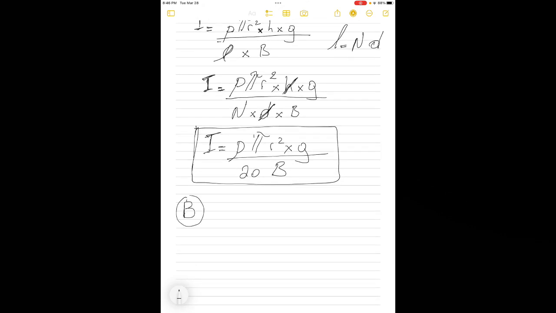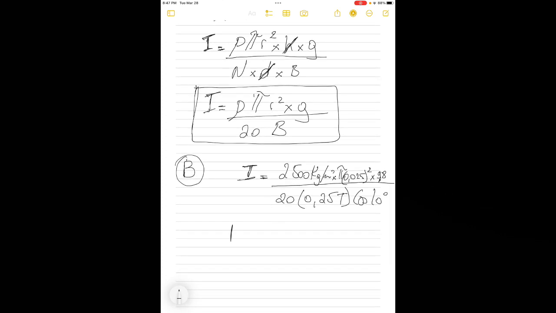In question B, we're just going to enter the numbers in the right spots so we can find the current in this cylinder. The density is 2500 kilograms per cubic meter, multiplied by pi, the radius is 0.025 squared, multiplied by 9.8, divided by 20 multiplied by 0.25 tesla, cosine of the angle 10 degrees. And at the end, the current is equal to 9.7 amps.